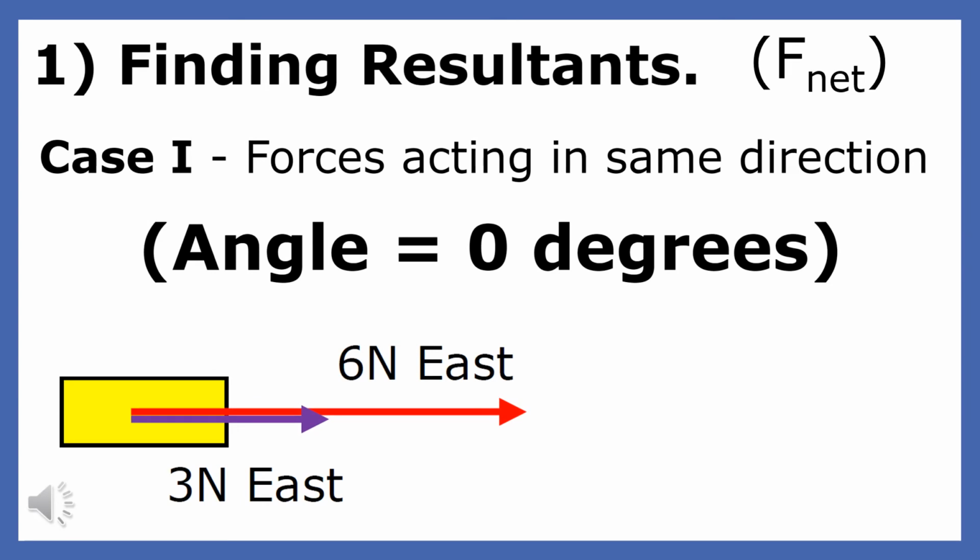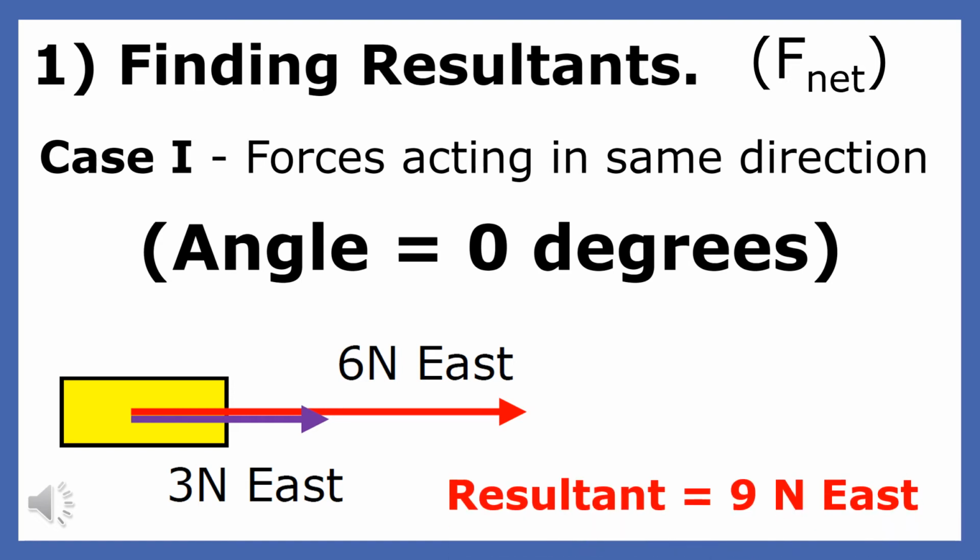When two forces are acting in the same direction, like the picture shown here, we say that the angle between them is 0 degrees. To find the net force or resultant, when the angle between the forces is 0 degrees, we add the forces. The resultant of these two forces is 9 newtons east. Forces are vectors, so we always include the direction in our answer.